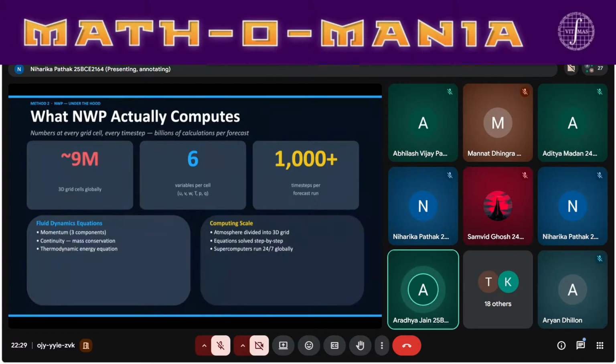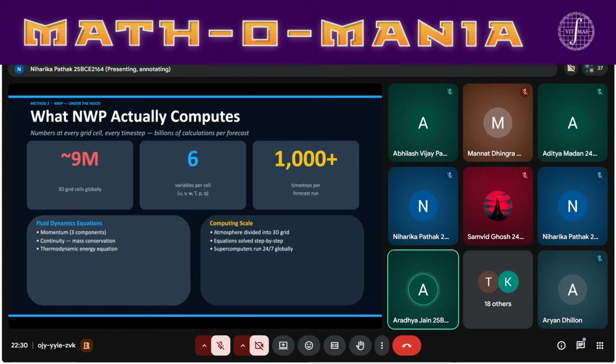In each grid cell, we have different kinds of variables, more than six. And each run we do in those cells is done in thousands plus time steps. So that just tells us that there are billions of calculations per forecast. That is a lot, right? So let's look at the advantages of this method now.